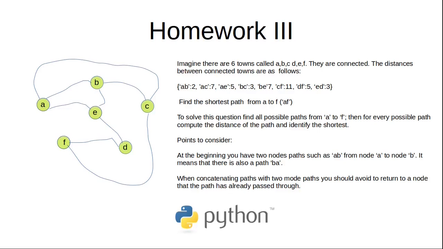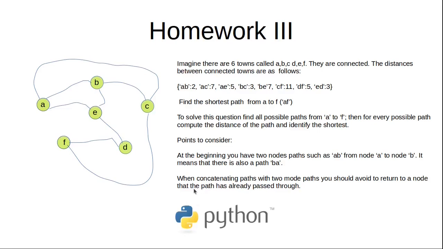There are 2 points to consider. The first one: at the beginning you have 2-node paths such as AB, from node A to node B. But it means that there is also a path from B to A. That is another path called BA.